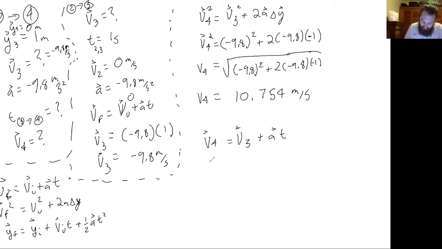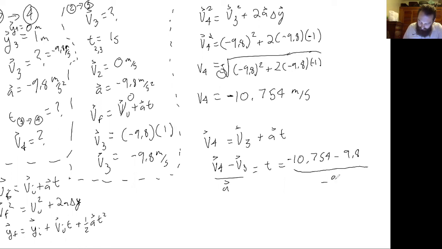Okay, so rearrange this for time. It looks like this. And then plugging those numbers in, you get 10.754 minus 9.8. And when you take the square root, it's plus or minus. We have to select the minus root because our velocity is pointing downward. And when you do all that, you get a time of about 0.1 seconds.